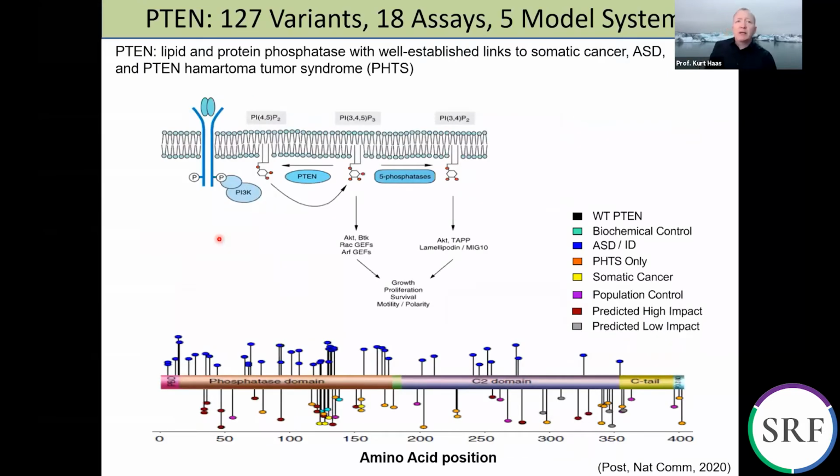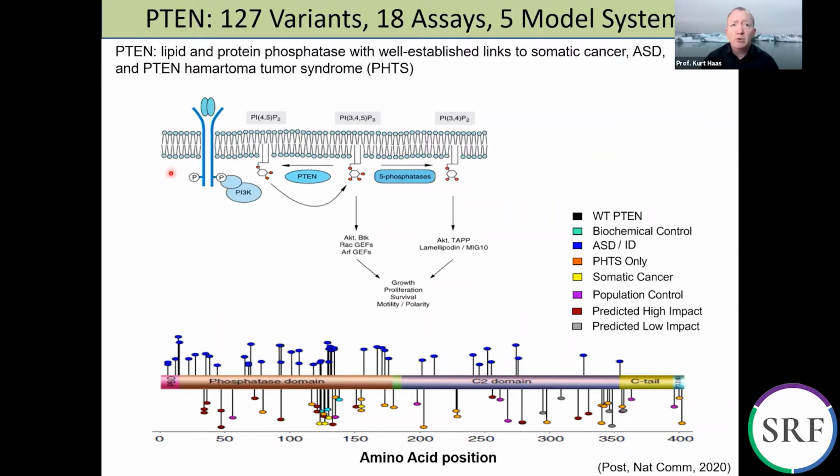I'm going to start by not talking about SYNGAP1, but talking about a different protein, PTEN, that I think gives us a good idea of what our approach is and what one can learn. And then I'll move to our SYNGAP1 studies. So for PTEN, we recently published a paper last year where we studied 127 variants in 18 assays in 5 model systems. So this is really deep phenotypic profiling. And now we're actually up to 21 assays in something on the order of 150 variants.